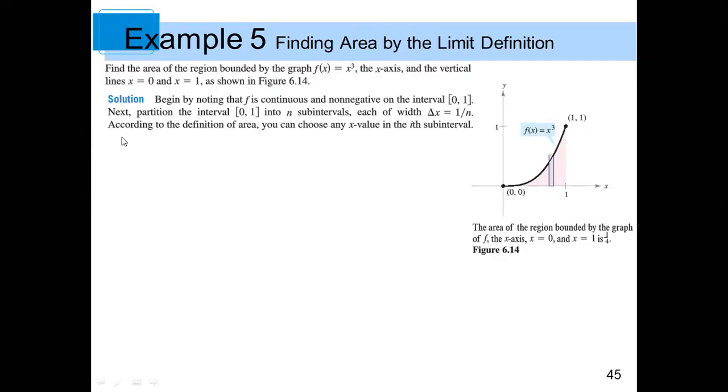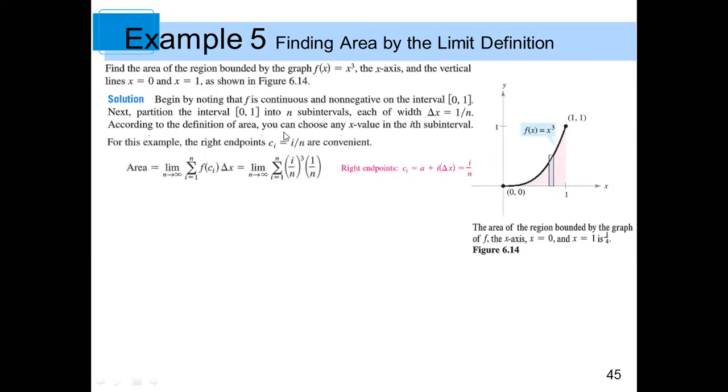So you could choose any x value in the ith subinterval. For this example, and most examples, it's going to be easiest if you pick right endpoints. So the right endpoint is just i over n. Pretty much the right endpoint is i times delta x. It's pretty much what the right endpoint's always going to be. So that's how we got i over n, because it'd be i times 1 over n, which is i over n. So the area is the limit of the sum of f of c_i.